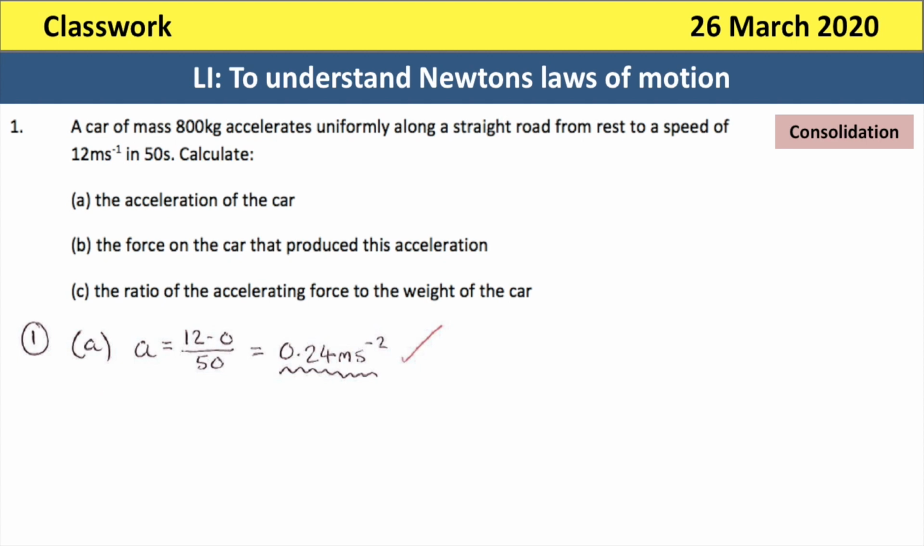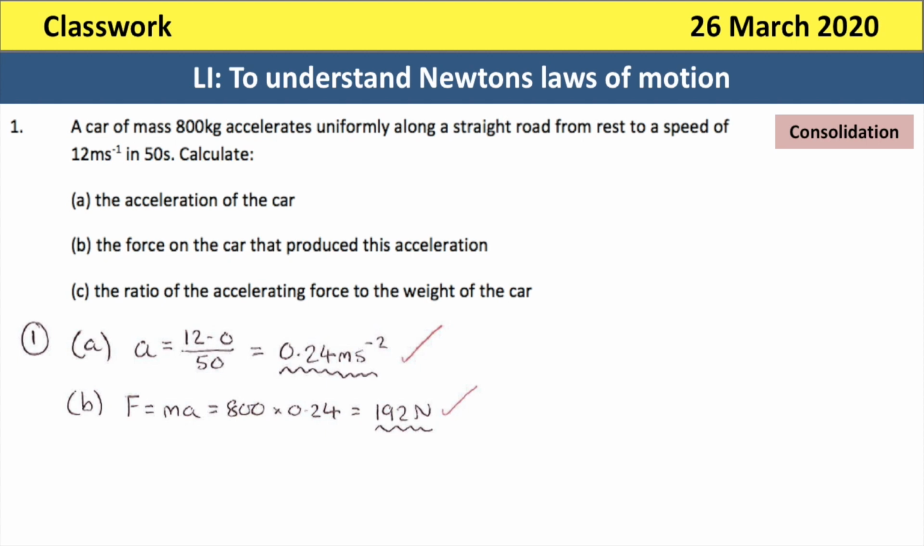Part B says calculate the force on the car that produced this acceleration. Newton's second law can be written as force equals mass times acceleration. So we'll do the mass, which is 800, multiplied by the acceleration that we've just worked out to be 0.24, which gives a resultant force on the car of 192 newtons.